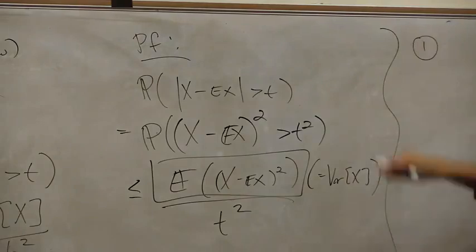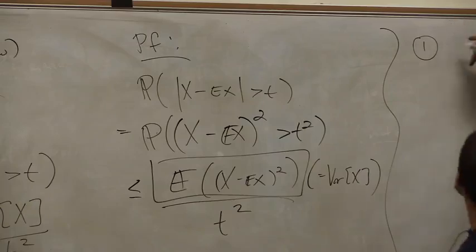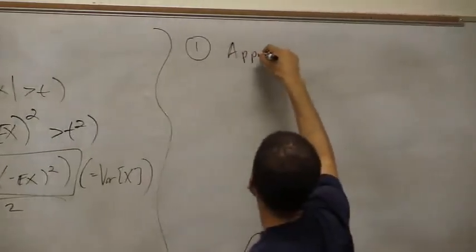So now let's look at some problems. The first problem that I want to look at is a problem known as approximate counting.